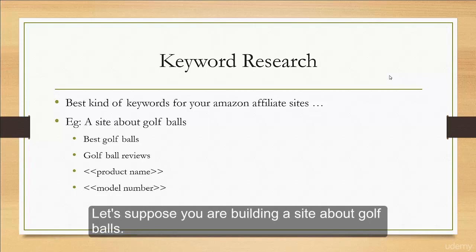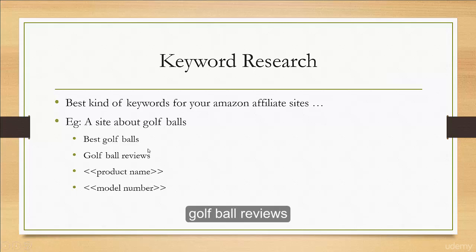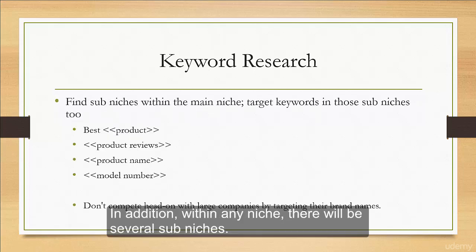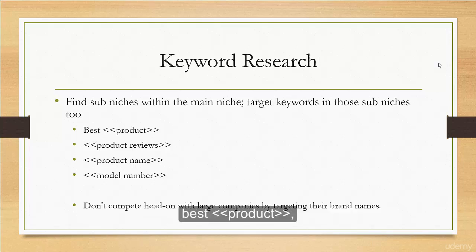Let's suppose you are building a site about golf balls. You want to target phrases like best golf balls, golf ball reviews, and product name and model number. In addition, within any niche, there will be several sub-niches. We need to find those and target them as well. In general, we go after keywords like best product, product reviews, and product name and model number.